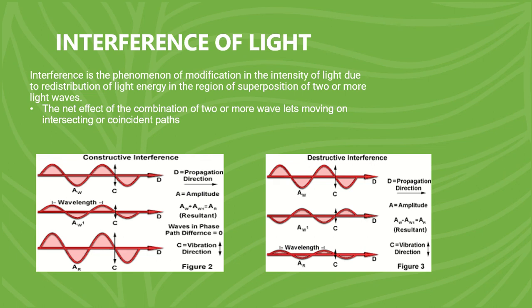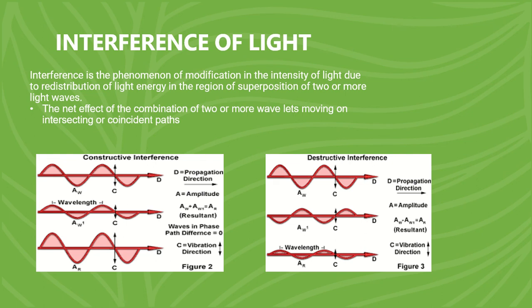It is the net effect of the combination of two or more wavelets moving on intersecting or coinciding paths. Hence, interference is nothing but the change in intensity, light energy, and amplitude. Either it may increase or decrease. If the intensity increases, it is called constructive interference. If the intensity decreases, it is called destructive interference.